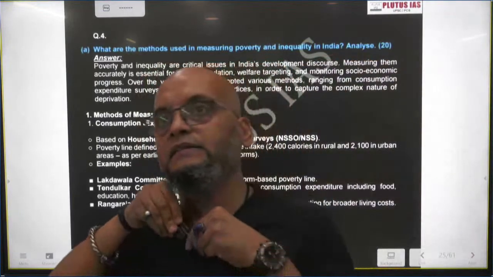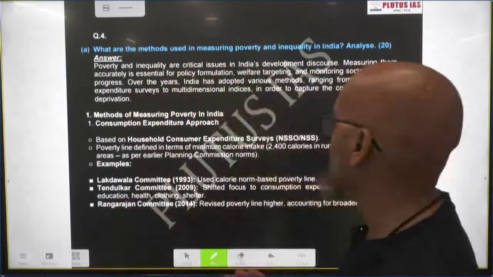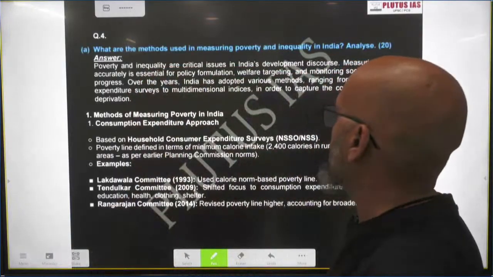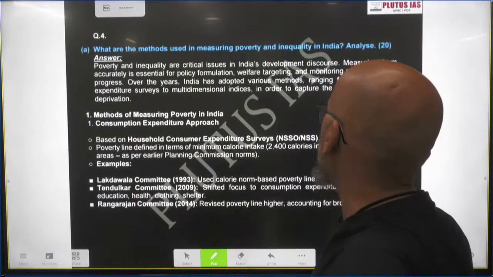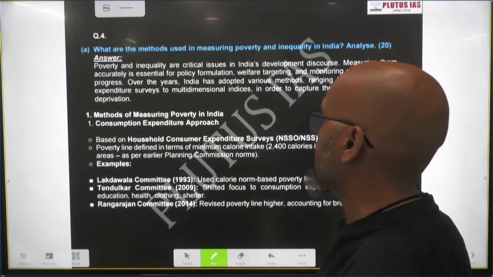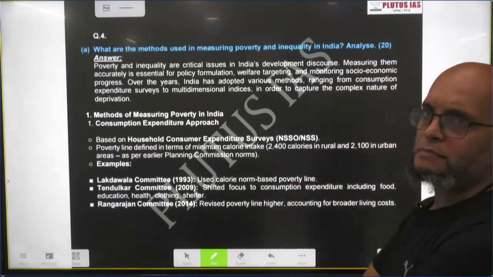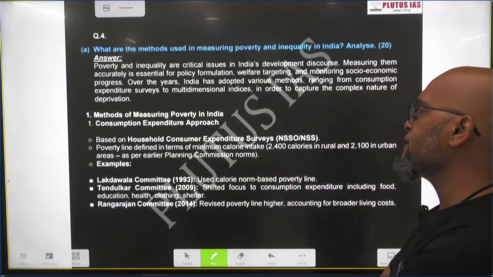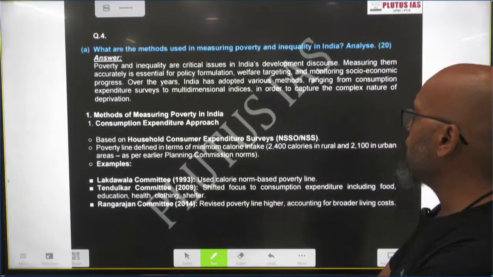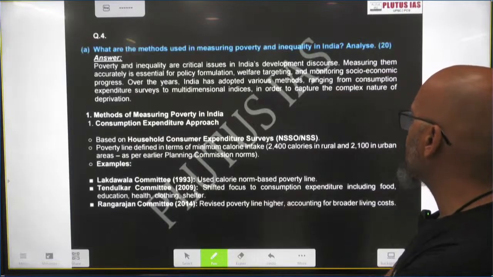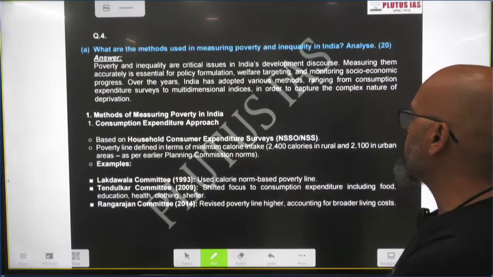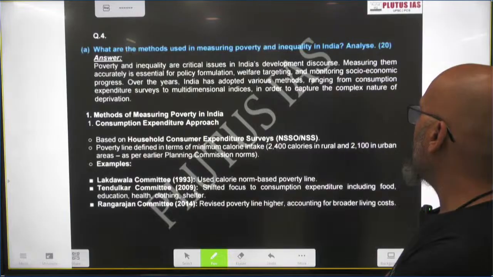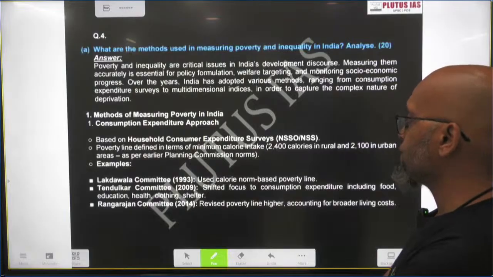Okay, so let's get started. Next is, what are the methods used in measuring poverty and inequality in India? Analyze. So they are talking about various methods to measure poverty and inequality. Poverty and inequality are critical issues in India's development discourse. Measuring them accurately is essential for policy formulation, welfare targeting, and monitoring socio-economic progress.